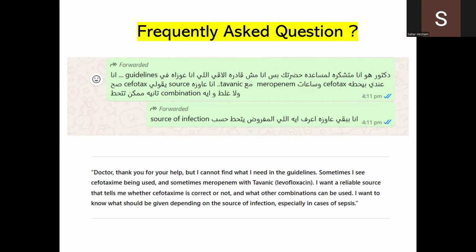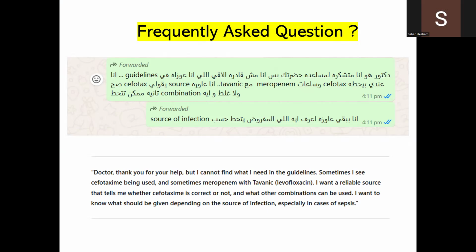First, the question is: Doctor, thank you for your help, but I cannot find what I need in the guidelines. Sometimes I see cefotaxime being used and sometimes meropenem with levofloxacin, which is Tavanic. I want a reliable source that tells me whether cefotaxime is correct or not and what other combination can be used. I want to know what should be given depending on the source of infection, especially in cases of sepsis.